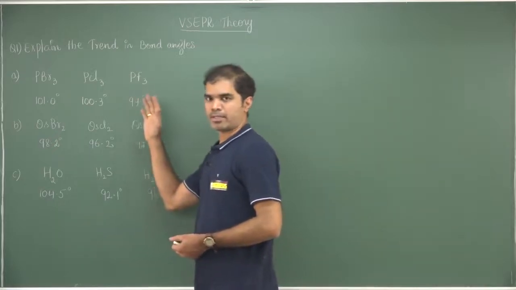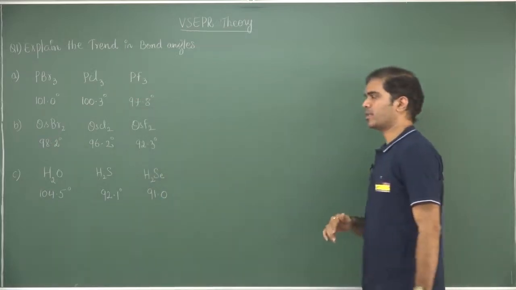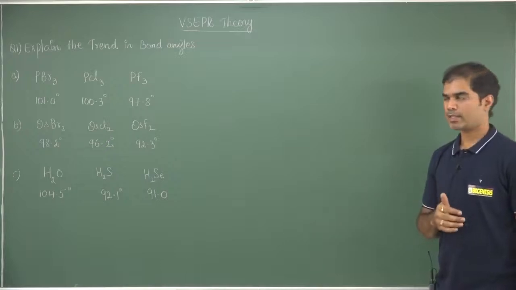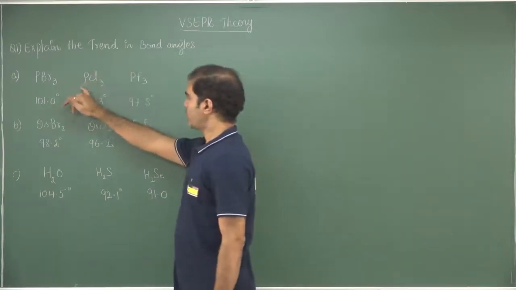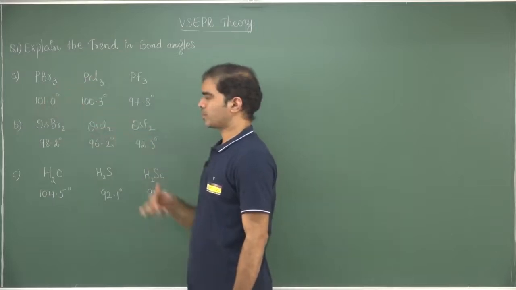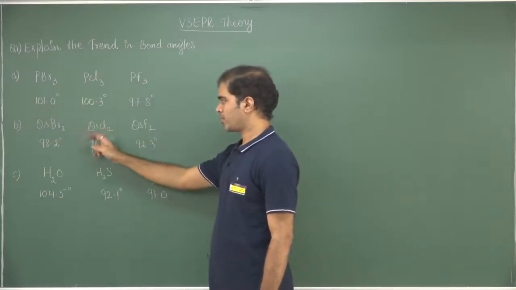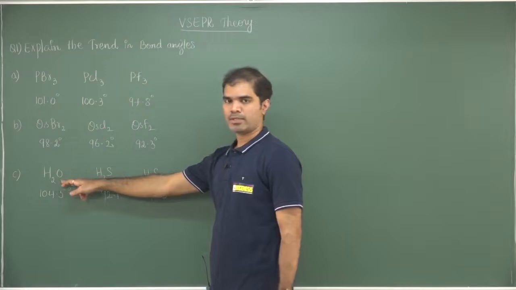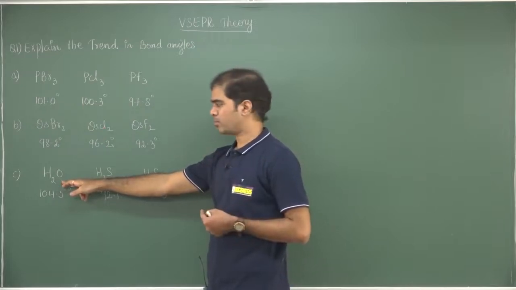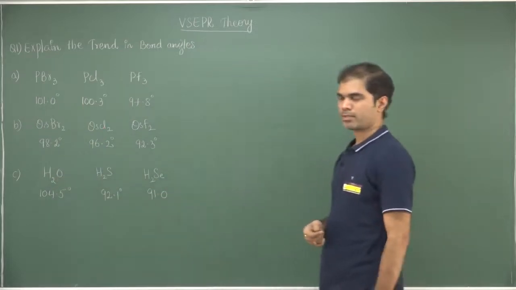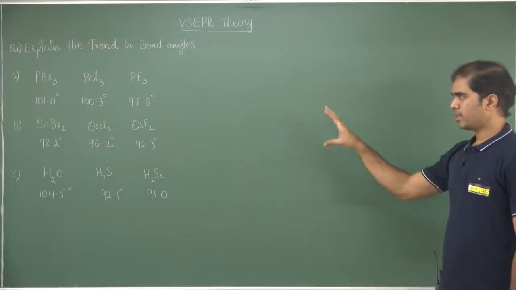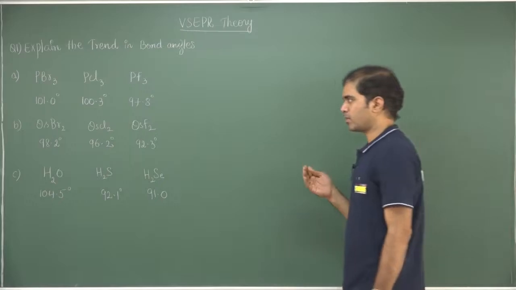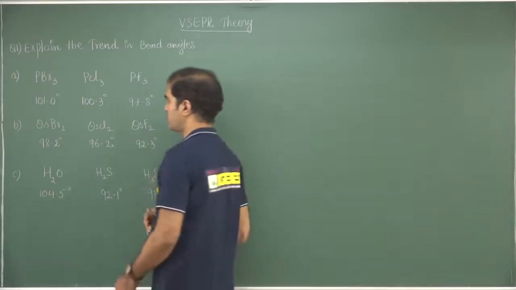Here I am asking a question for which I will be giving you a solution. Later on we will draw a conclusion. Explain the trend in the bond angles. Here I have taken some phosphorus halides, osmium halides, and then within the chalcogen group the hydrides of the chalcogens. Okay, altogether 3 trends. It is a very easy set of examples, but we have to draw conclusions from the solutions that I give.